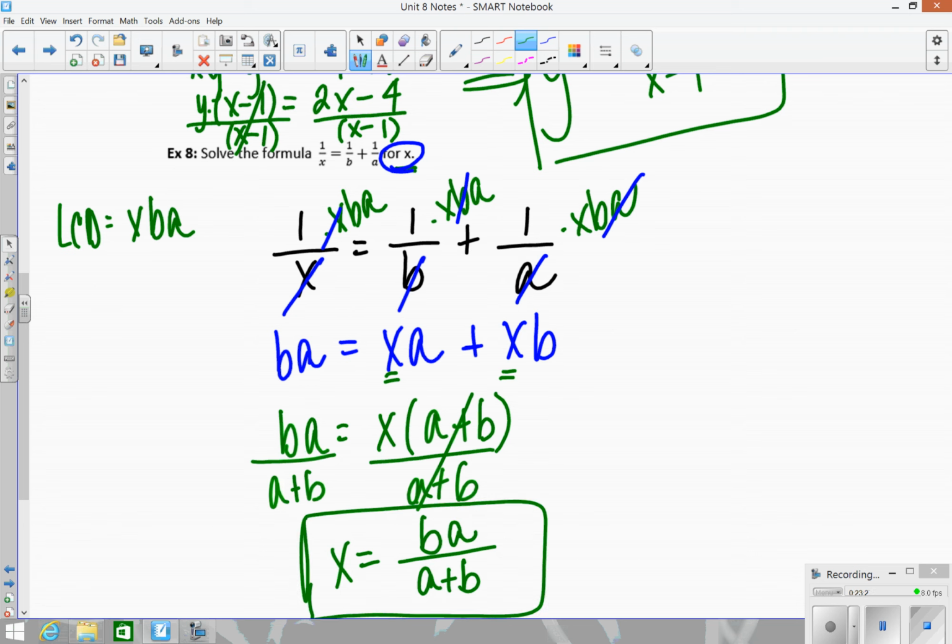And keep in mind, you can't divide by this A plus B until you factor the x out, because basically what that's doing is it makes it multiplication between the A plus B and the x, so then you can divide to cancel it. So then that would be your final answer, and it doesn't matter if you write A times B or B times A, or you can switch the bottom from A plus B to B plus A.